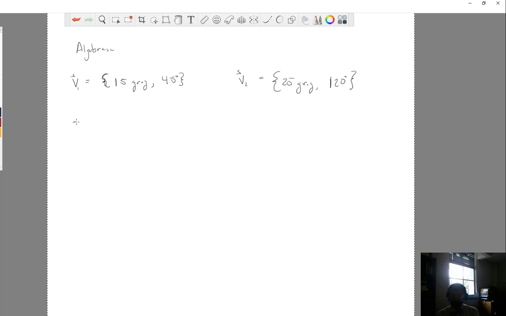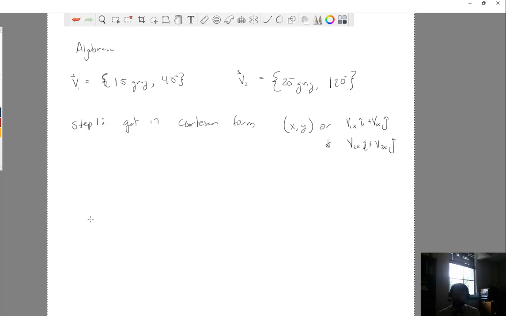Okay, so step 1, get in Cartesian form. Cartesian form means x comma y, or basically v1x i hat plus v1y j hat and v2x i hat plus v2y j hat.